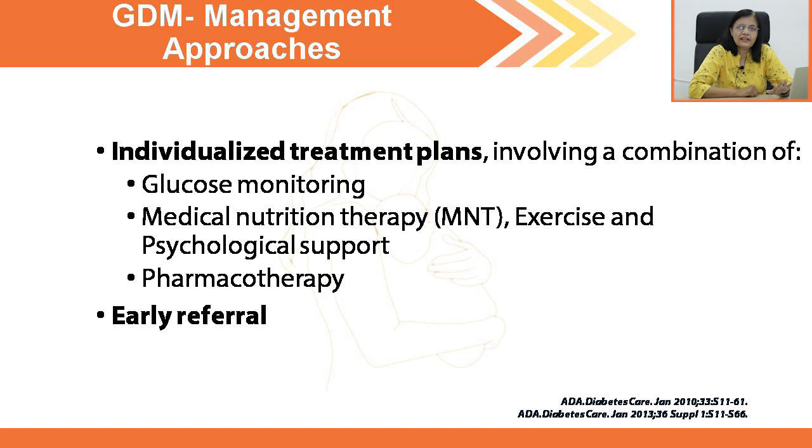First and foremost, regular glucose monitoring is a must in these patients. Following glucose monitoring, the second important step is medical nutritional therapy along with exercise and psychological support. And psychological support, I am again repeating, because whenever you disclose that there is some problem in the metabolic state of a pregnant female, she immediately goes into a sort of depression. So, psychological support of the family as well as of the health staff is most important.